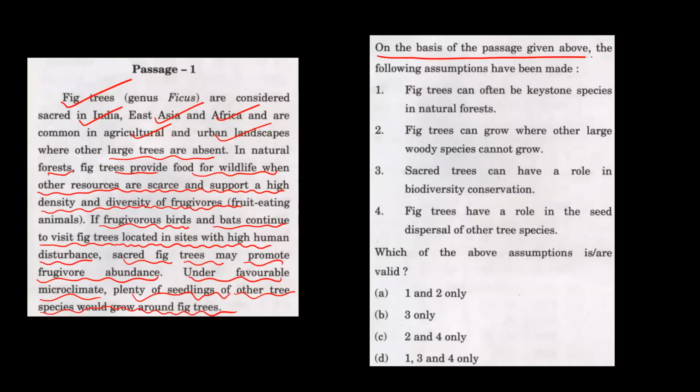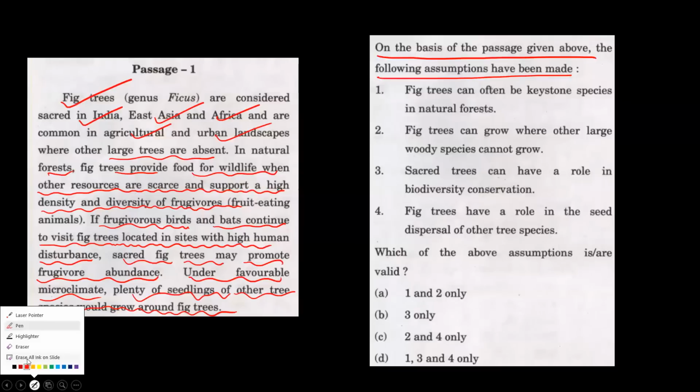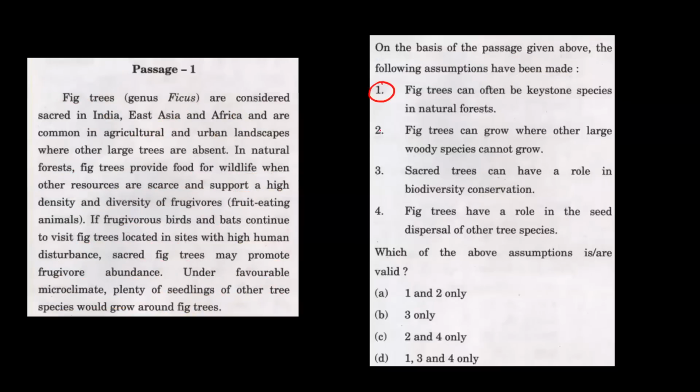Okay, guys. Now let us see this question. On the basis of the passage, which of the following assumptions have been made? So, guys, how many of you can answer this question? Okay, what is the answer to this question? See, let us take each one by one. In an assumption question, we have to take every statement one by one. Let us take statement 4: fig trees have a role in seed dispersal of other trees.